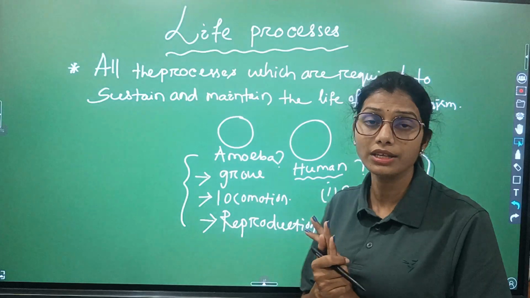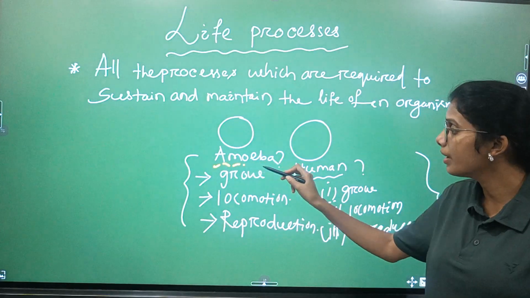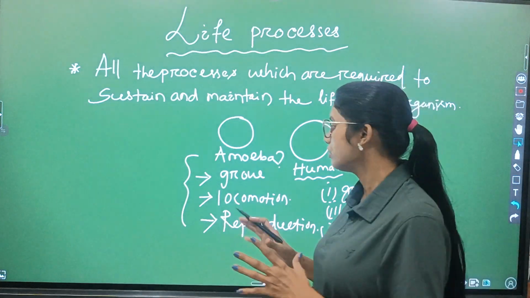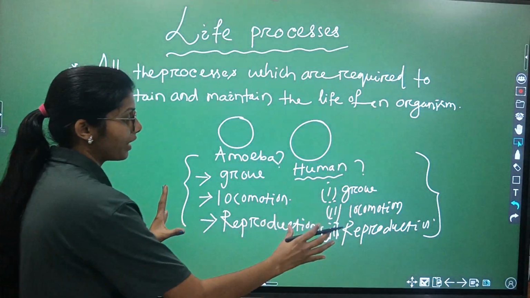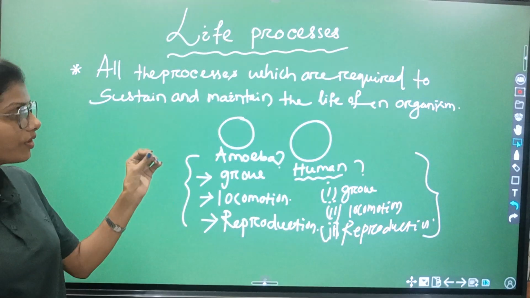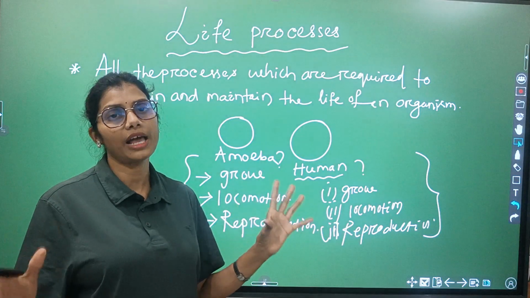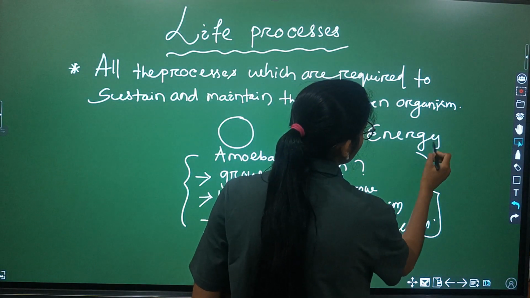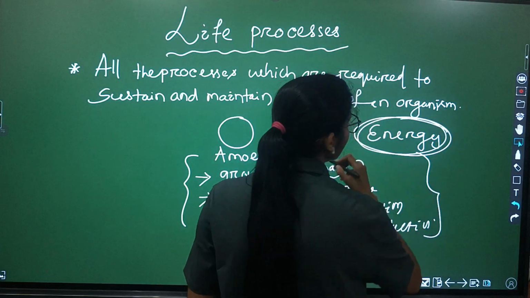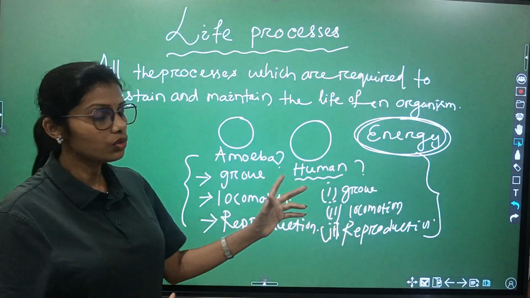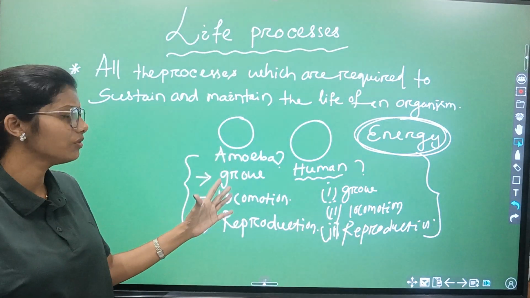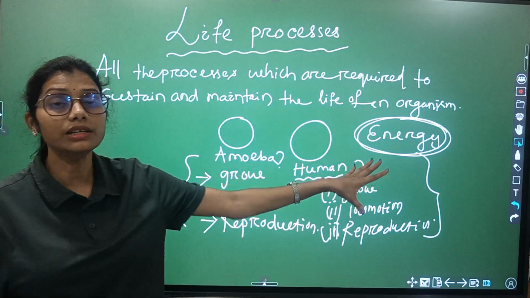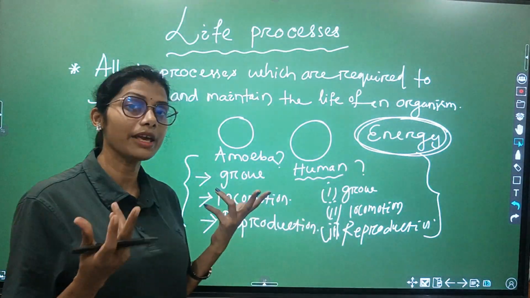If I ask you, what does an amoeba and a human being need to survive or to do this type of activity? The first and foremost thing we need in our life is energy. Whether unicellular or multicellular, doesn't matter, everybody needs some energy to sustain their life.